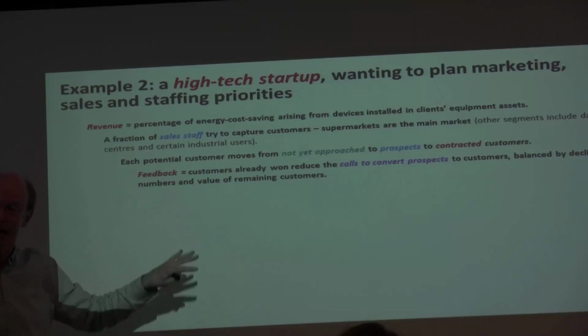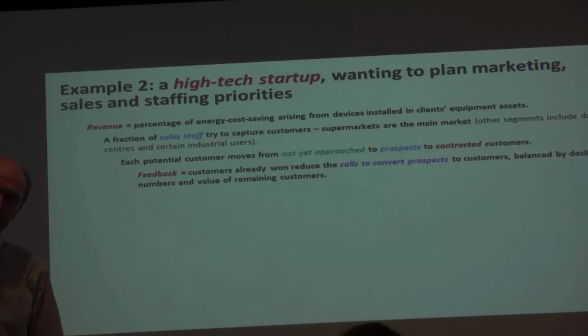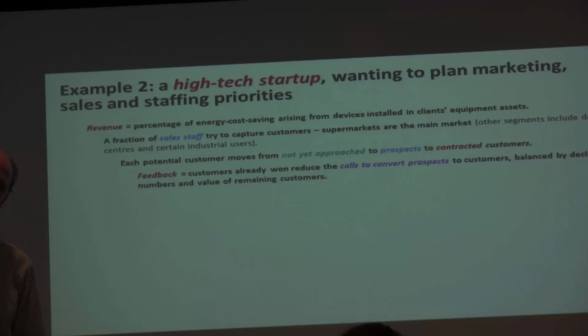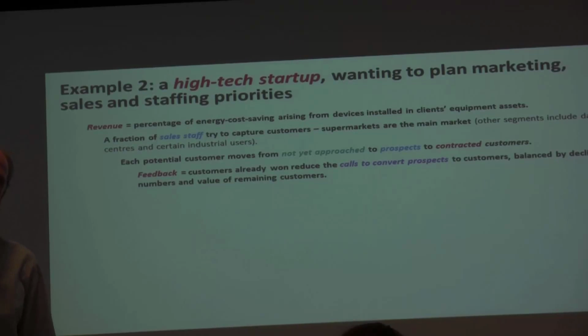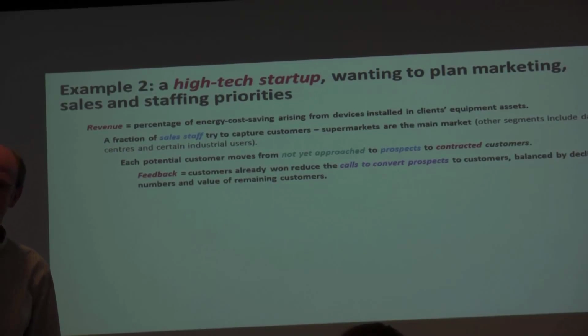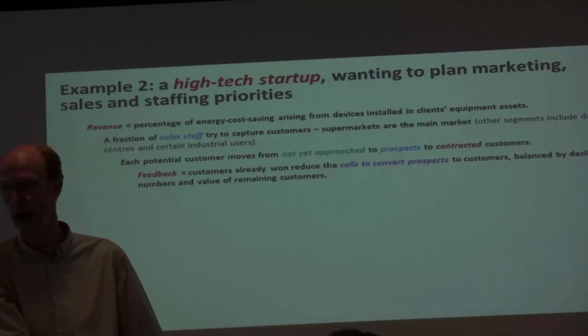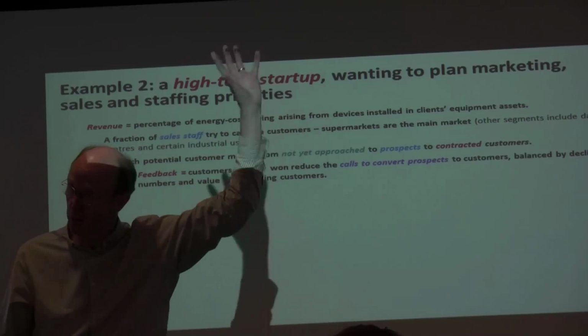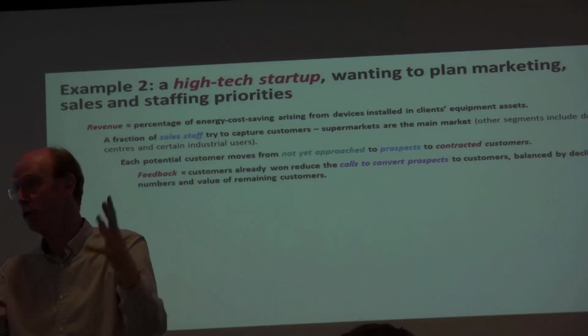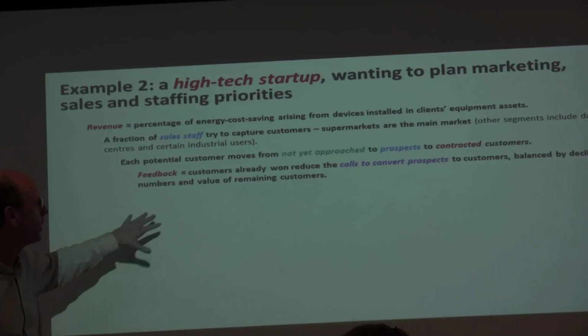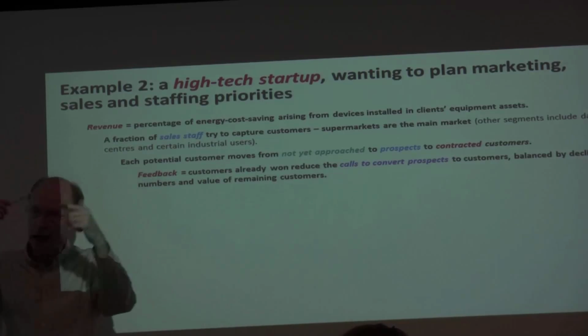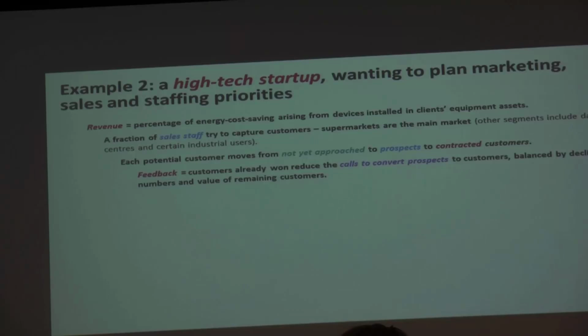There's feedback here because if your salesman goes to see Jumbo and Jumbo says, yes, we'll fit it to all our supermarkets, the salesman can then go to the next supermarket chain and say, hey look, Jumbo's fitting it to all their supermarkets, why don't you do the same? So the more customers you've got, the less sales effort it requires to win the next one. All right, that's a nice reinforcing thing.